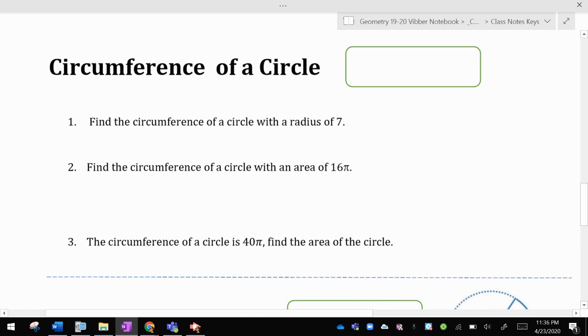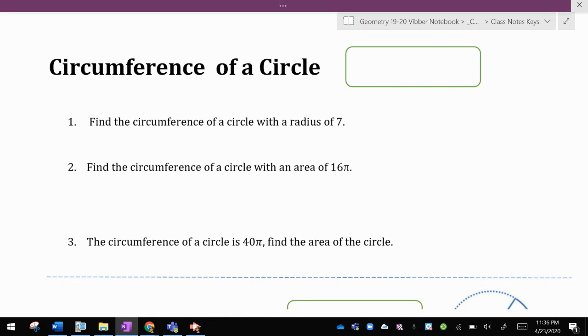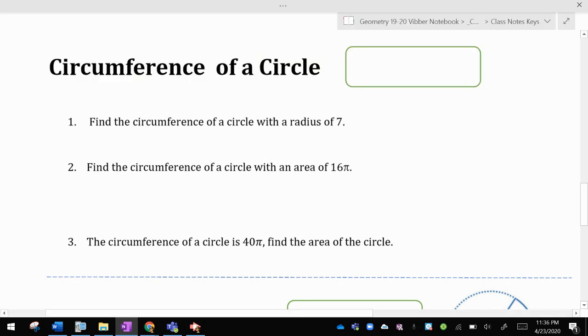Hello, hello. We are going to talk about circumference of a circle and the arc length of a portion of the circle today. So let's get started.